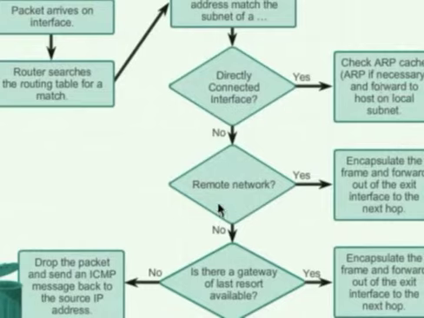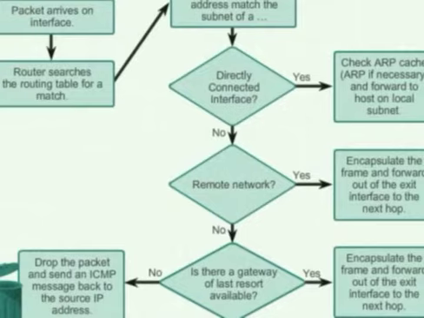And if not, as with router 2 and router 1, we must encapsulate the frame and forward it out the exit interface to the next hop. We can see an example of that with router 1, when we have to encapsulate the frame again and send it to router 2. But if it is in neither a directly connected interface nor a remote network, we must see if there is a gateway of last resort available.